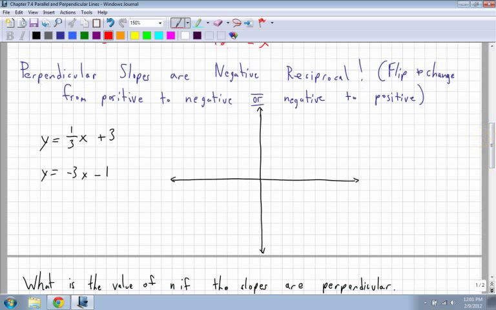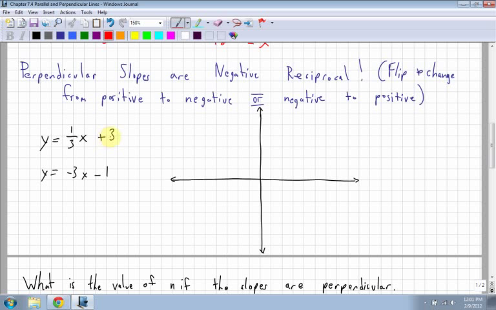Next thing I'm looking at are perpendicular slopes. And perpendicular slopes are what are called negative reciprocal. And that means that I flip and change from a positive to a negative, or a negative to a positive. It just means I have to change the sign of the slope. So for instance, if you look at these two slopes, from 1/3 to -3, if I flip 1/3, I get 3 over 1. If I make it negative, I get -3 over 1, which is the same thing as just -3. Okay, so flipped and made negative.